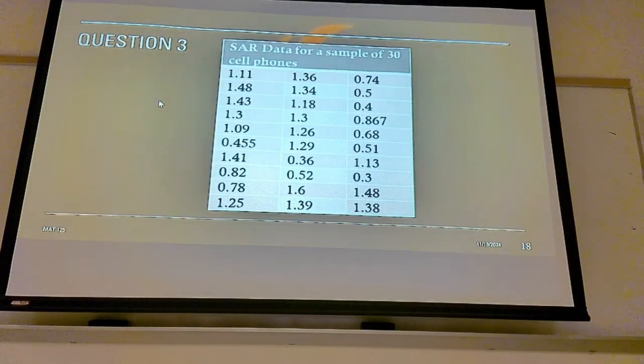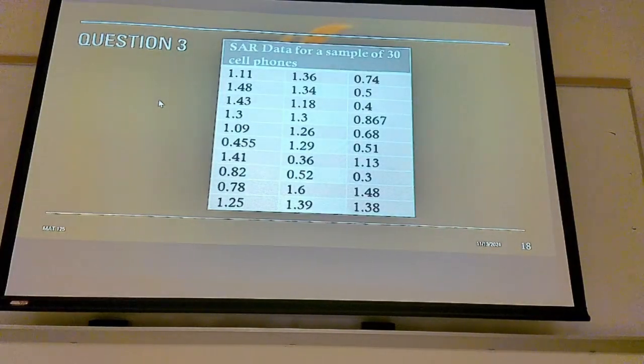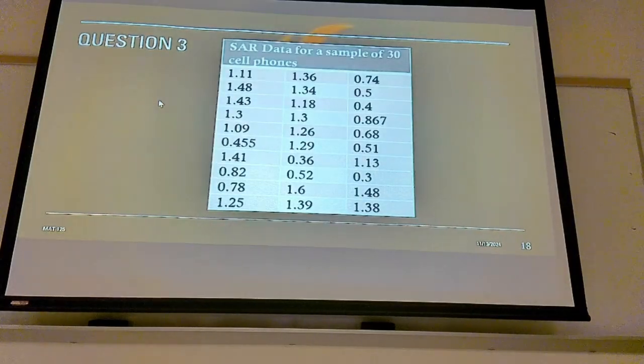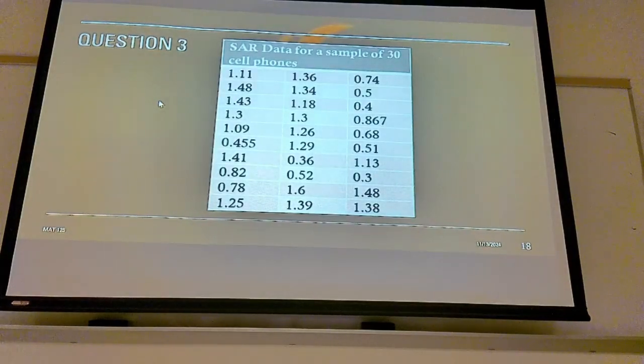I'm too lazy to do that by hand. The mean's 1.024. I'll let you verify that. 1 point what? 1.024. All right, so you can use Excel, calculator, Minitab, whatever you want to use to find that sample mean.